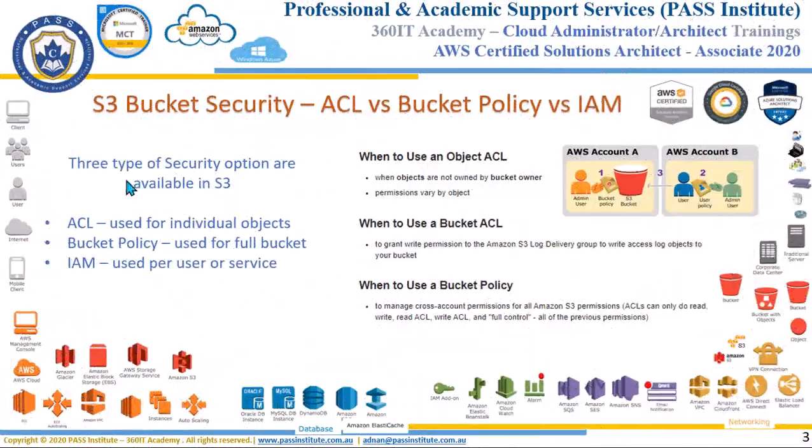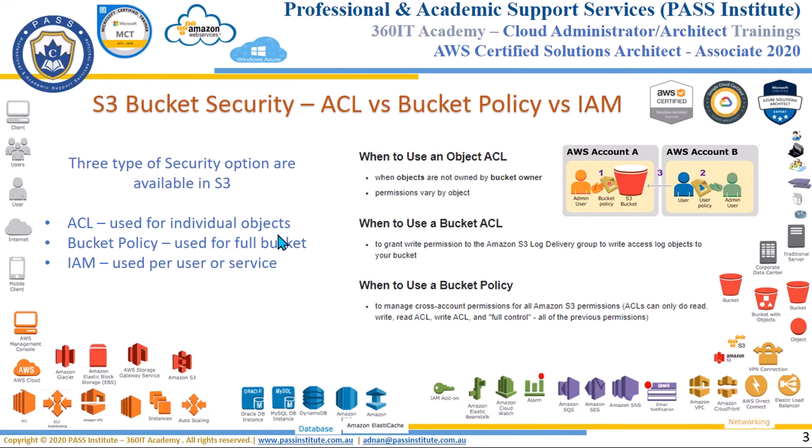This is exactly what IAM, bucket policy, and S3 ACLs are. Those three types of security options are available in S3. Number one, ACL is used for an individual object, bucket policy is used for the full bucket, and IAM is used per user or service. In very simple words, if I need to apply a security setting to one object or a few selected objects within the S3 bucket, then I can use ACL. ACL is used for individual objects.